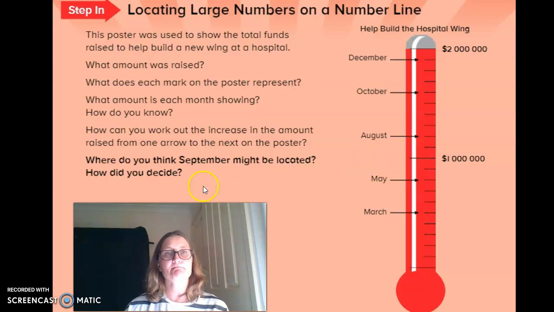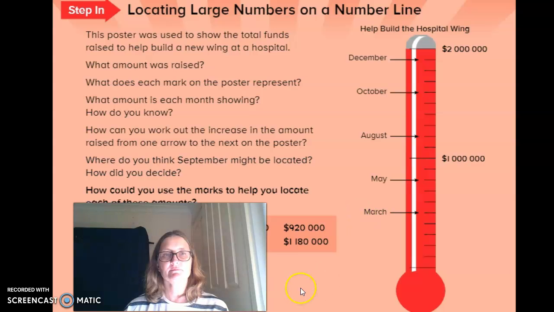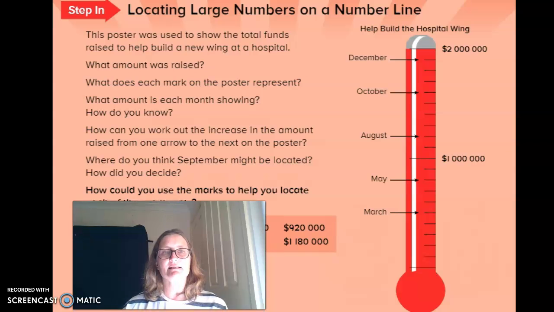Where do you think September might be located, and why did you decide that? So have a think about where September is going to go. Think about your months and pop September in. Perhaps write down next to it why you decided September would go in that spot. How could you use these marks to help you locate each of these amounts?